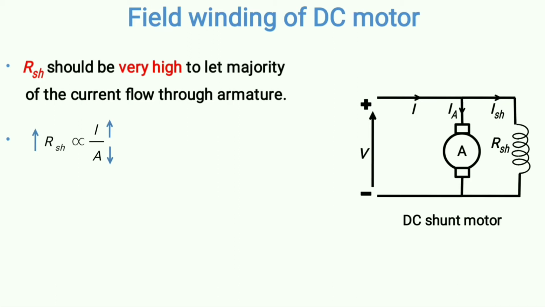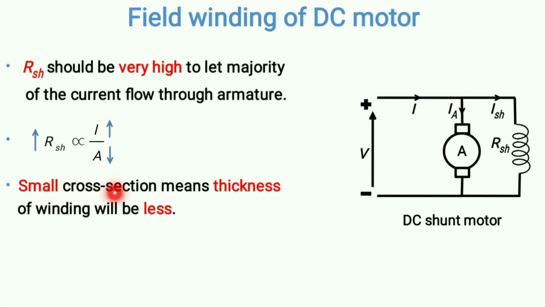Now let's understand the significance behind this. Small cross section means the thickness of the winding will be less. Here I have written A should be less, where A is the cross sectional area. So a small cross section signifies that the wire which the winding is made of should be thin, because if the wire thickness is less, then only the cross section will be small. So winding thickness should be less. This is the physical significance.